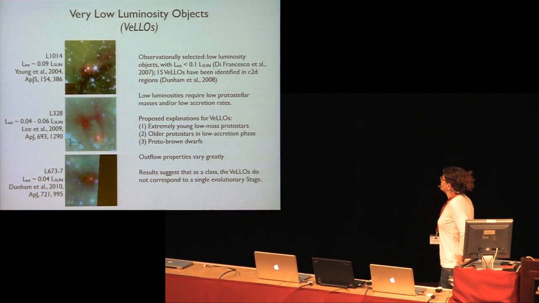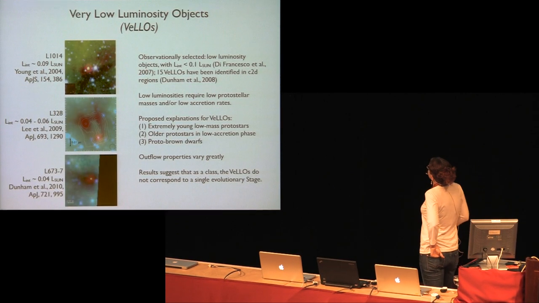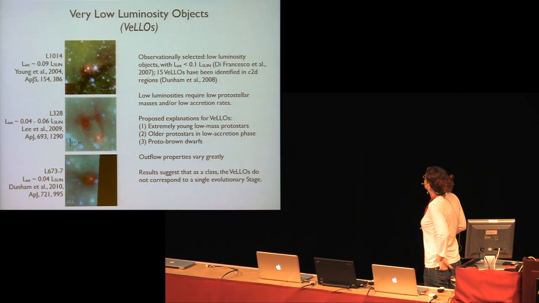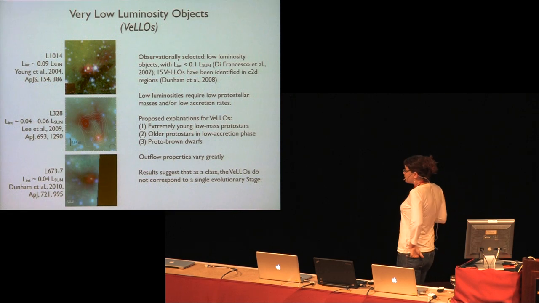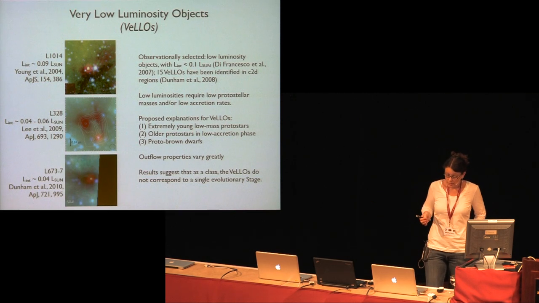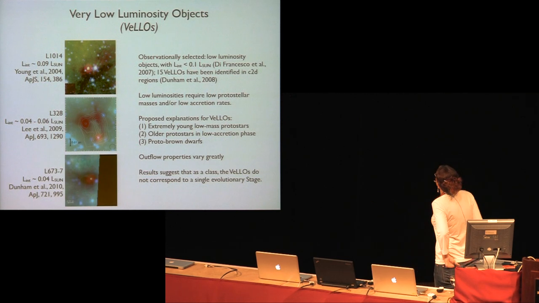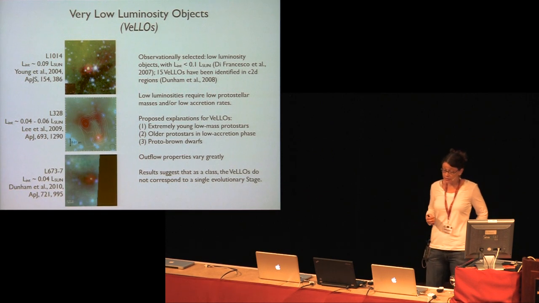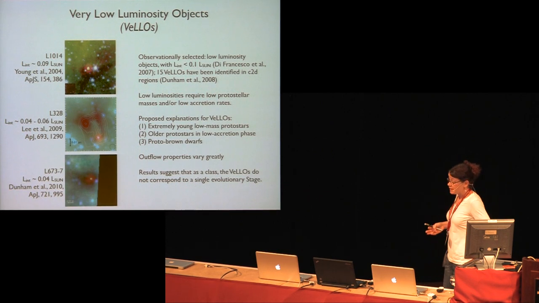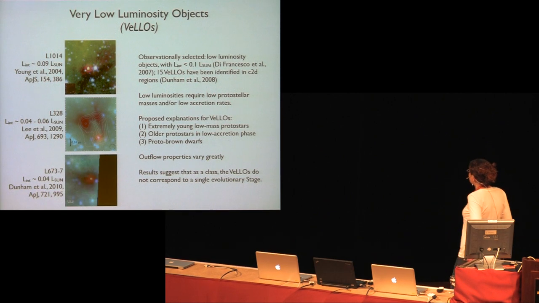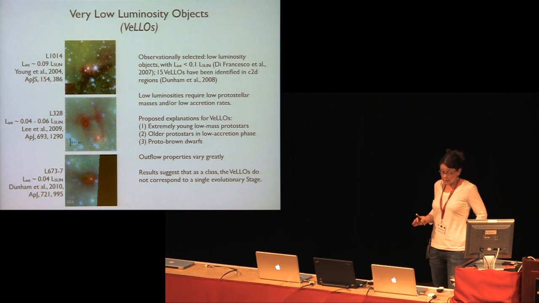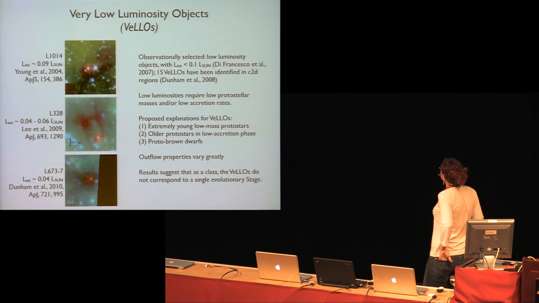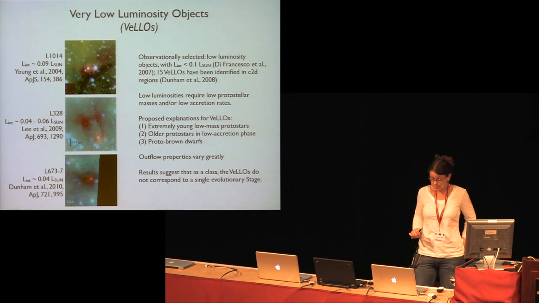samples. So the VELOs are very low luminosity objects, as I said, and the scrutiny of some of these sources in detail reveals that they're probably explained in multiple different ways. Some may be extremely low mass protostars, others may be older, and others in a low accretion phase, and others may even be proto brown dwarfs. So the bottom line is that the VELOs do not correspond to one unique evolutionary stage.